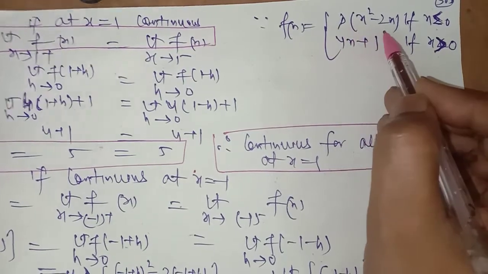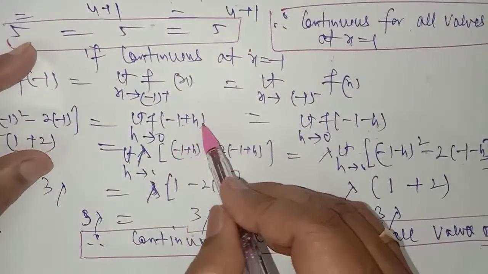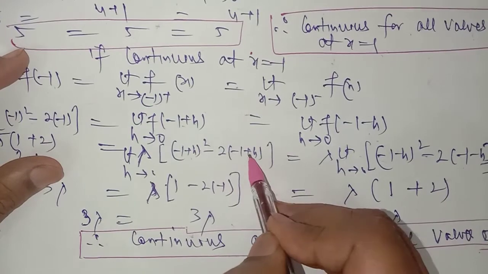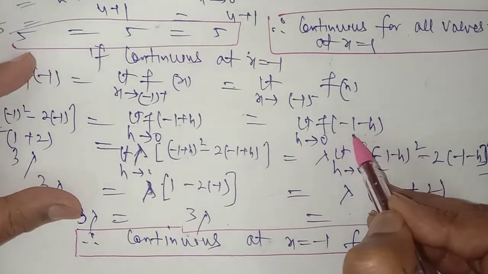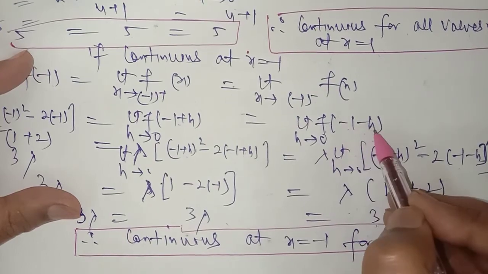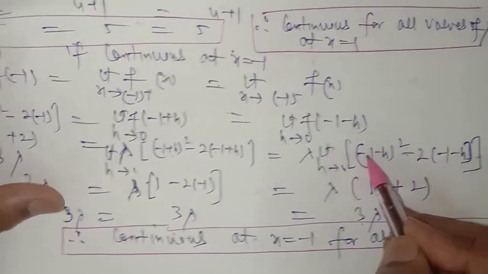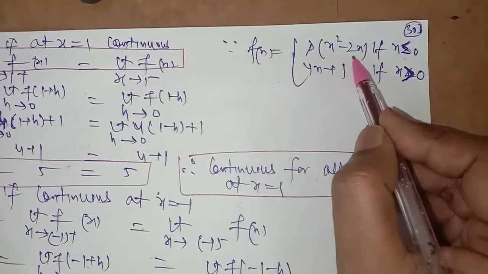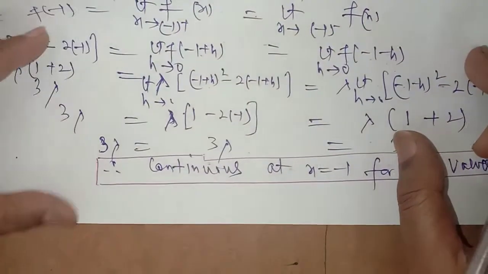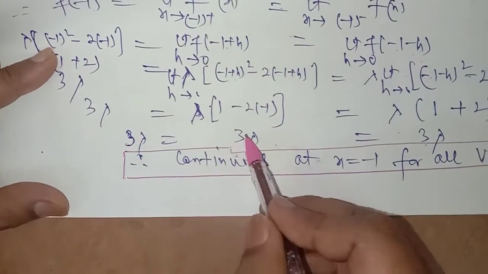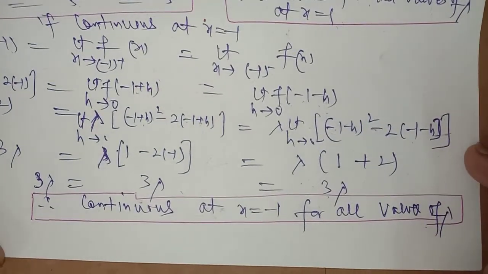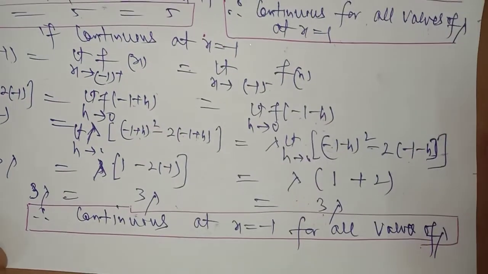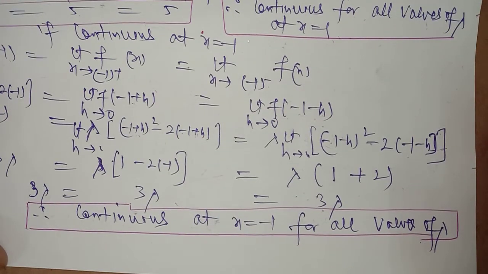Lambda x square minus 2x. Again, minus 1 plus h whole square minus 2 times minus 1 plus h, that is minus 1 minus h. It is obviously less than 0. Less than minus 1 means less than 0, so we'll use this function again. By doing so we are getting 3 lambda, 3 lambda, 3 lambda. It means the function is continuous again at x equal to minus 1 for all values of lambda.